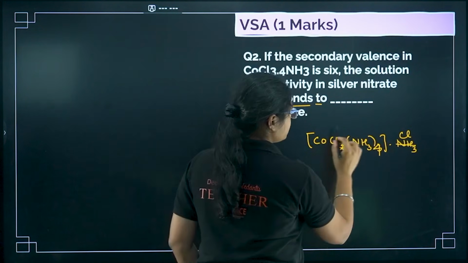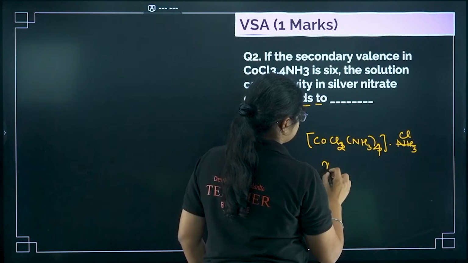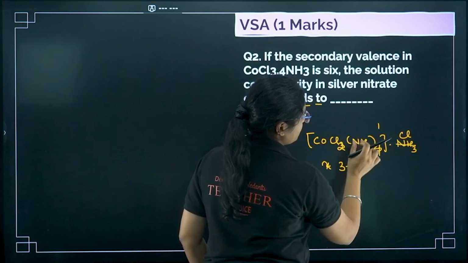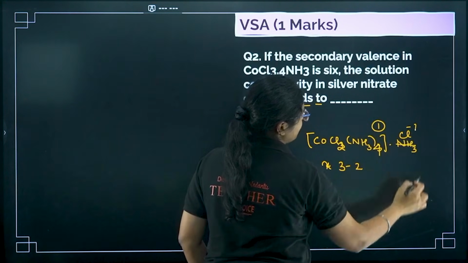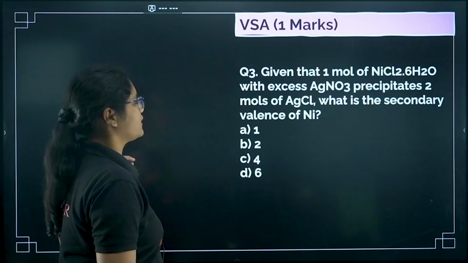Now what will be the charge of this complex? The cobalt will be in +3 state, this is in -2 state, so this is total +1 and this is -1. So it is a 1:1 electrolyte. So option number A is the correct answer.